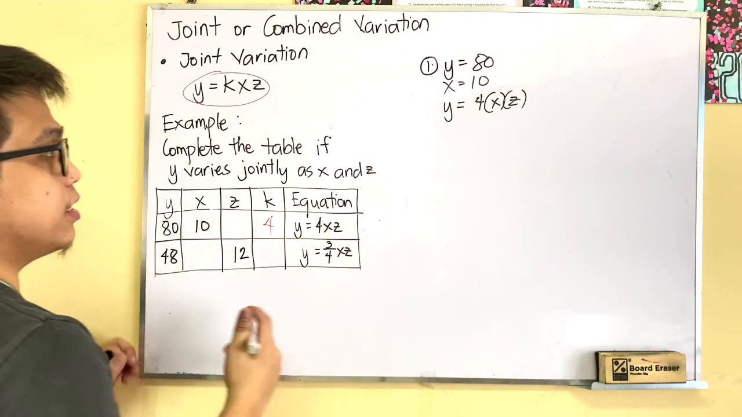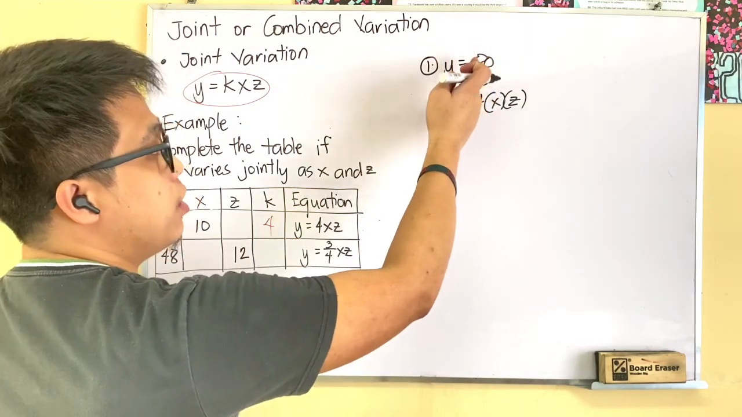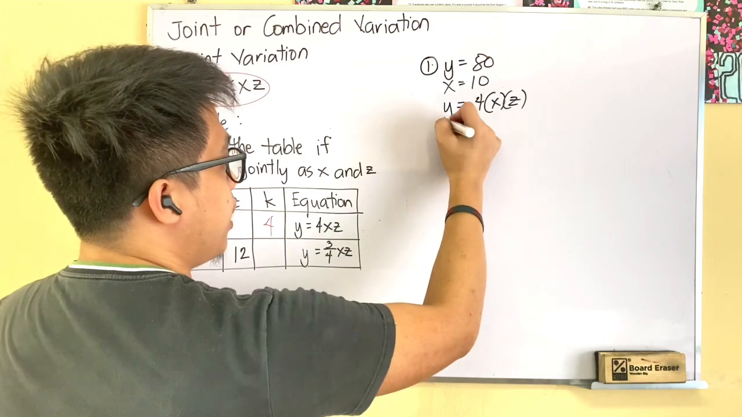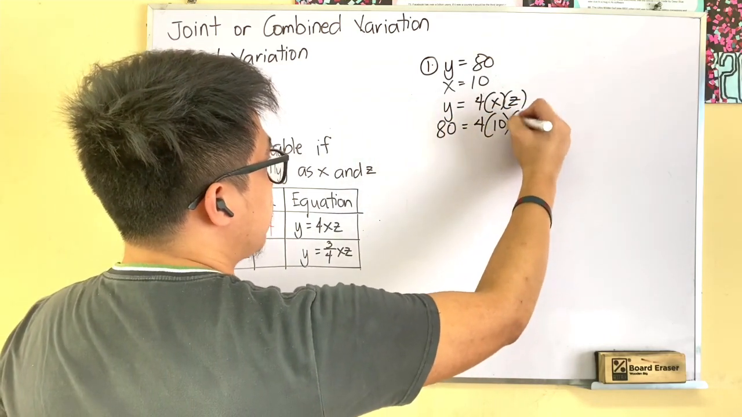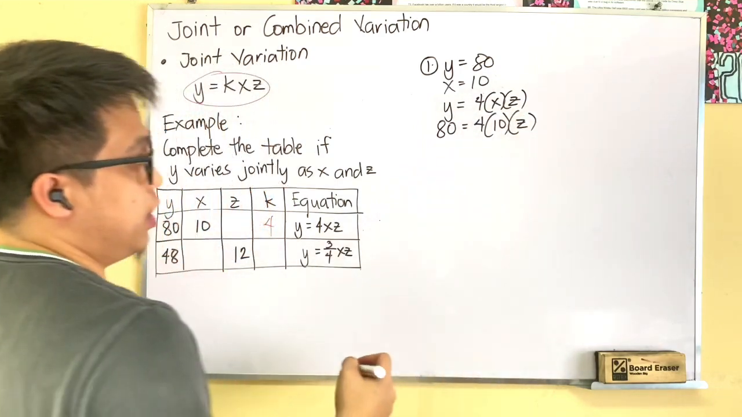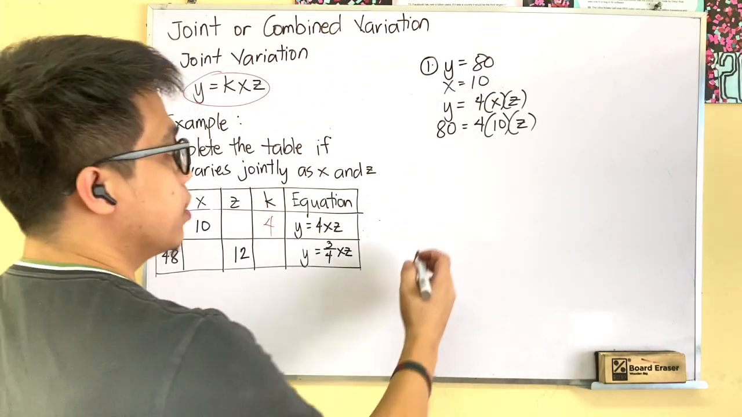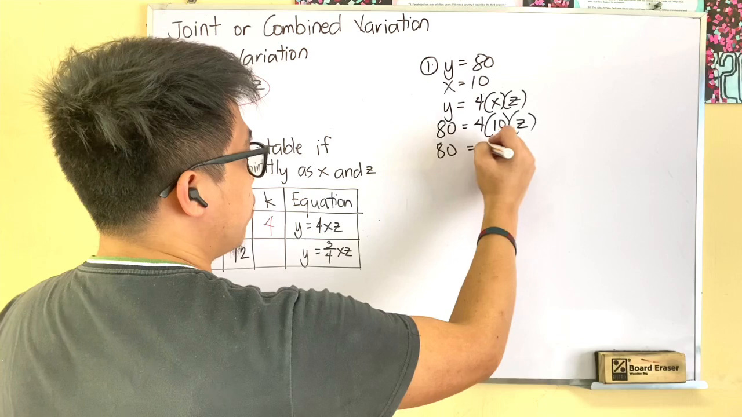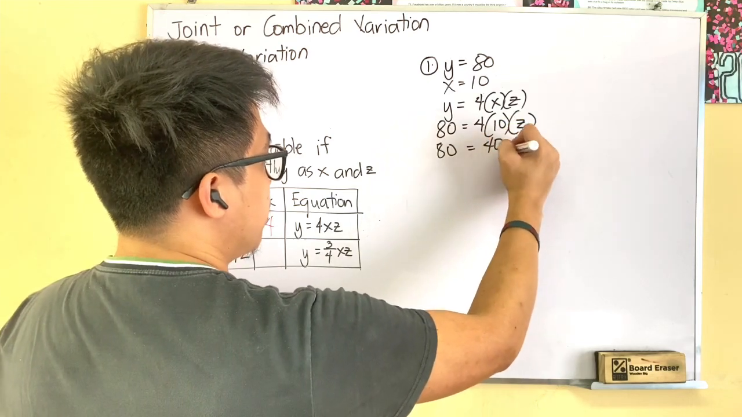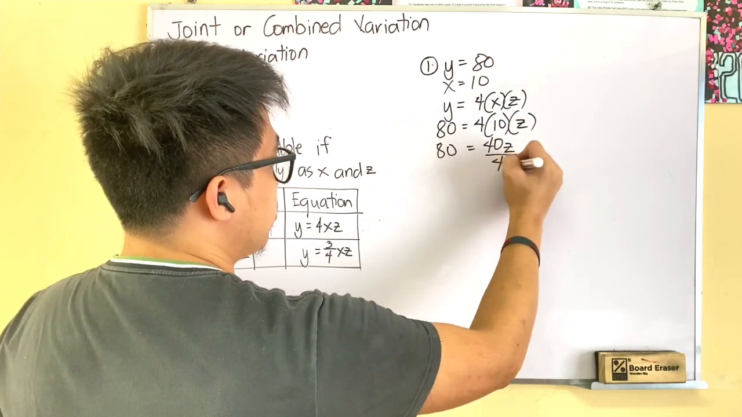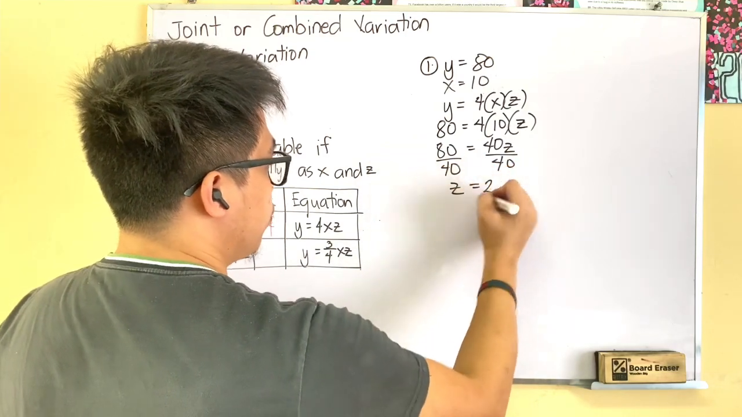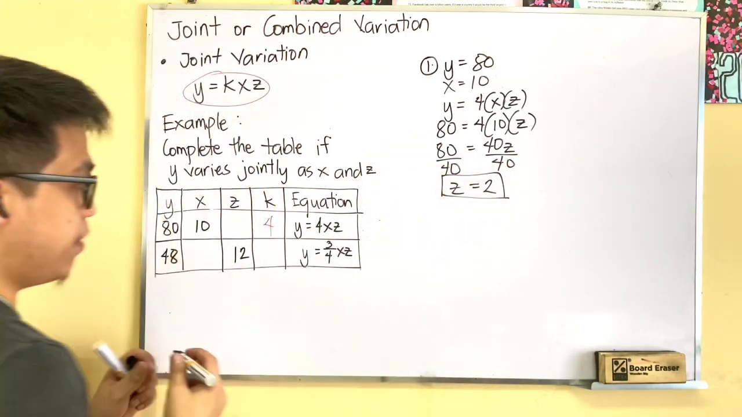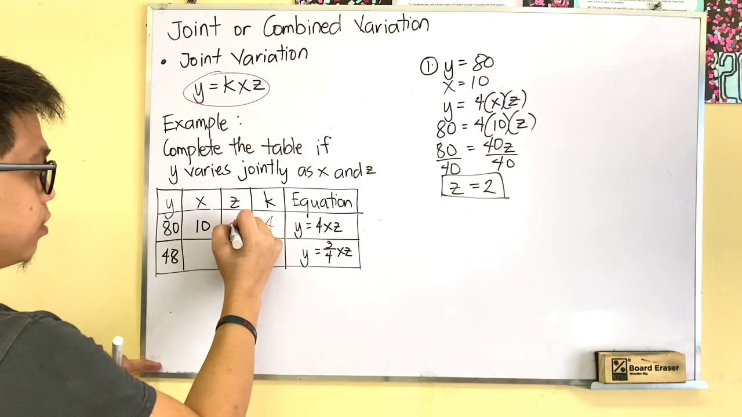And how will we find the z? So, we just need to substitute the values of y and x. So, 80 ang ating y, 4 times 10, which is the x, times z, the value of z, which is unknown. So, 80 is equal to 4 times 10, which is 40, times z. Dividing both sides by 40, so z is equal to 2. Therefore, ang value ng ating z is 2.